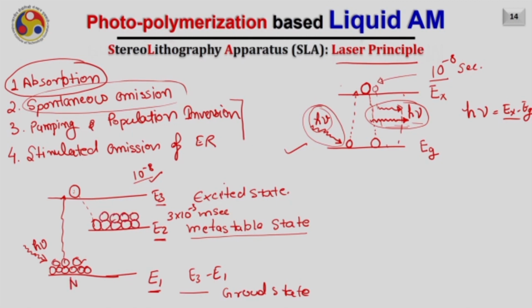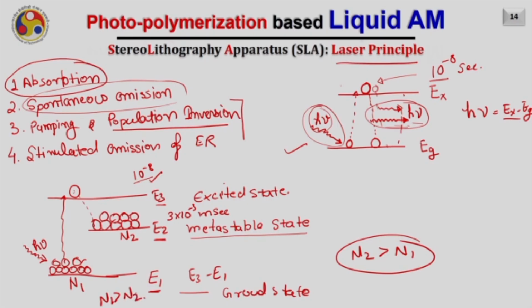So assume that there are n1 electrons in the ground state and n2 electrons in the metastable state. If n2 is greater than n1, the phenomenon is called population inversion. Usually we always have n1 greater than n2, that is the conventional case, because more electrons will be in the ground state. To achieve population inversion, you have to give a sufficient amount of energy to the ground state electrons, and that process is called pumping.